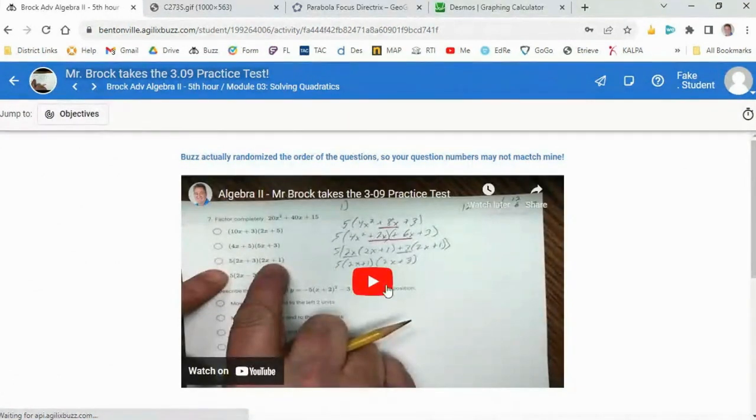There is a video of me taking the practice test. So if you take the practice test and you don't do well, I took the practice test as well. And look, I show all of my work and I talk about it. Now, let me tell you the downside, what I discovered afterwards. The settings for this practice test were set to randomize the order of the questions. So when you take the practice test, your questions may not be in the same order. So if you're looking, oh, I didn't know how to do number three, go look at Mr. Brock's number three. It's probably not my number three.